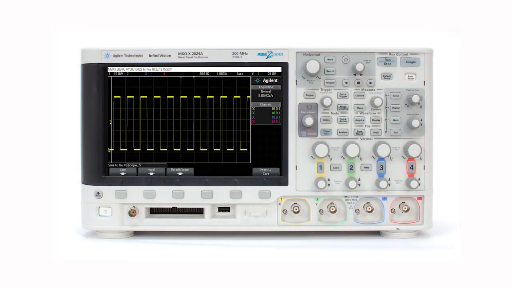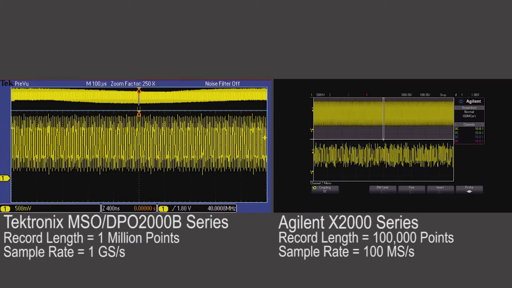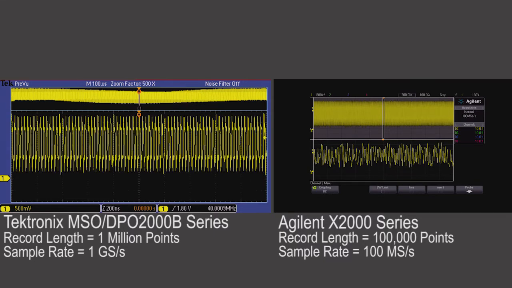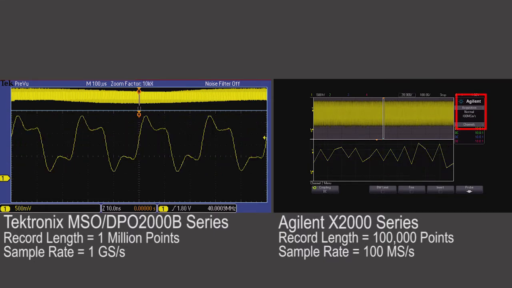Other scopes in this class offer much shorter record lengths and interleave or share memory across channels. Shorter record lengths mean critical signal detail is lost at common settings. The scope must reduce sample rate to conserve memory, missing important signal changes.